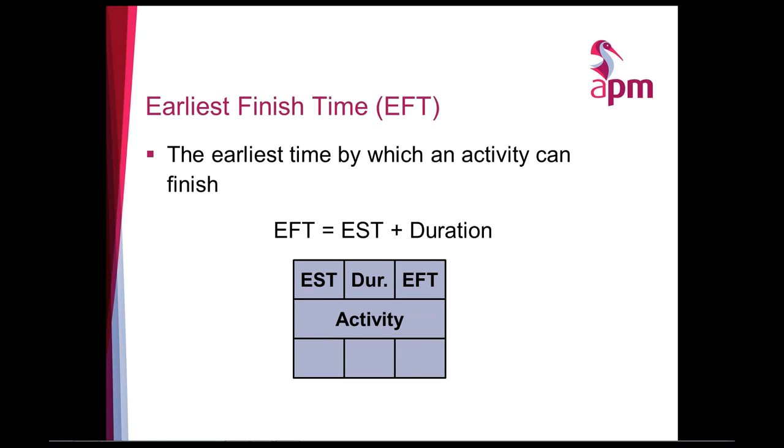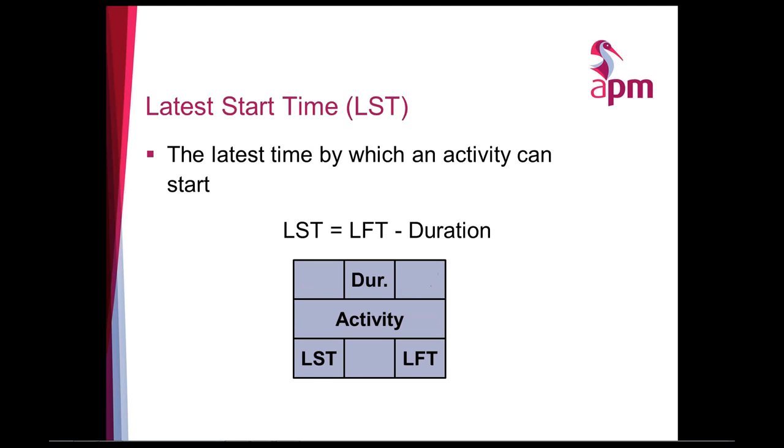The earliest finish time is easy to calculate because it's the earliest start time plus the duration. This is the earliest time by which an activity can finish. So your early finish time is equal to the early start plus the duration. We've also got the latest start time, and the latest start time is equal to the latest finish time minus the duration.